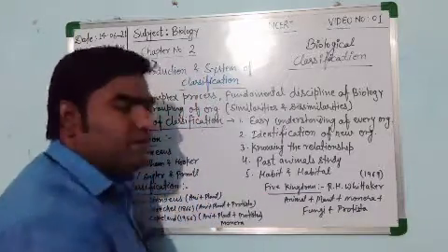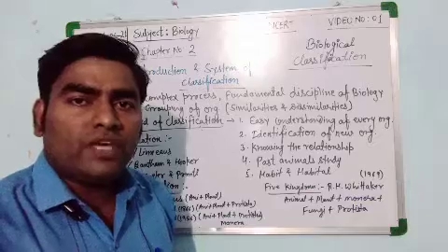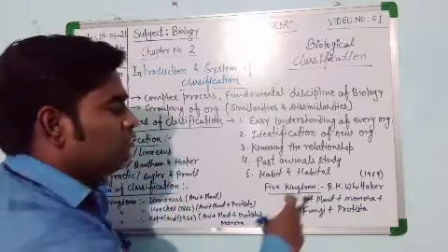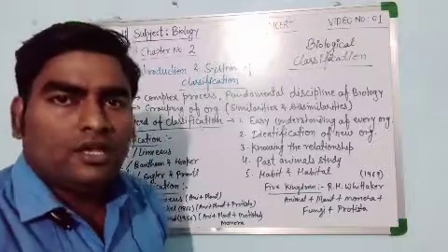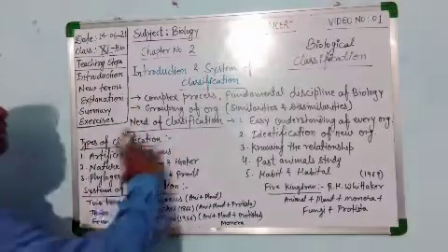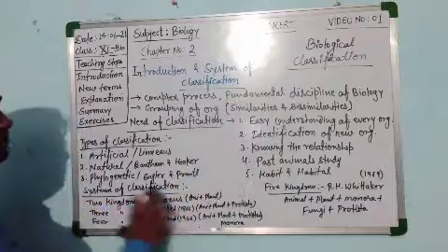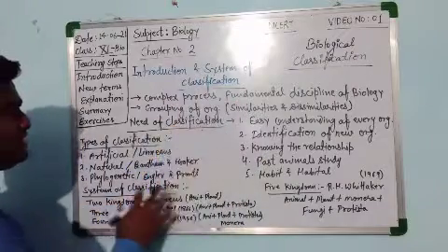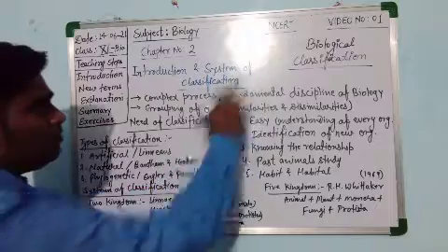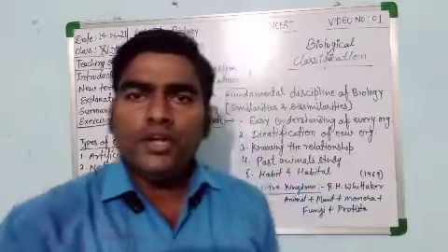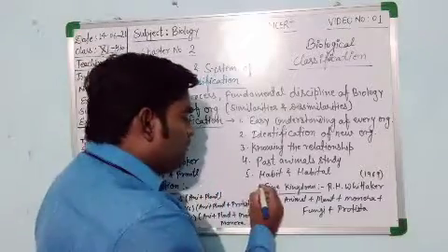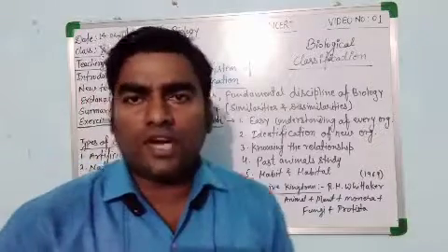But the most accepted is the five kingdom system of classification given by R.H. Whittaker in the year 1969. So this is all about video number 1, a basic introduction and system of classification of chapter number 2, biological classification. In the next video, we will study in detail the five kingdom system of classification.